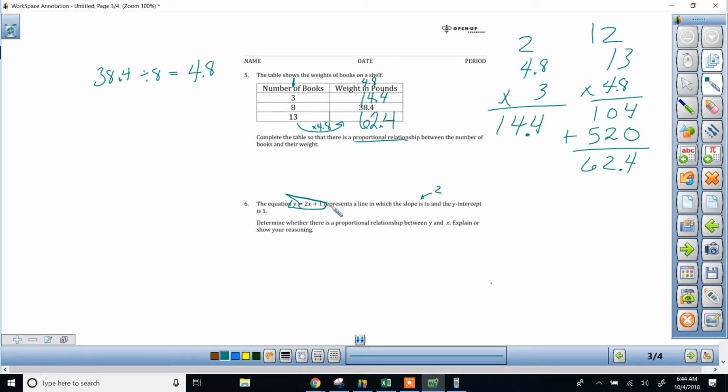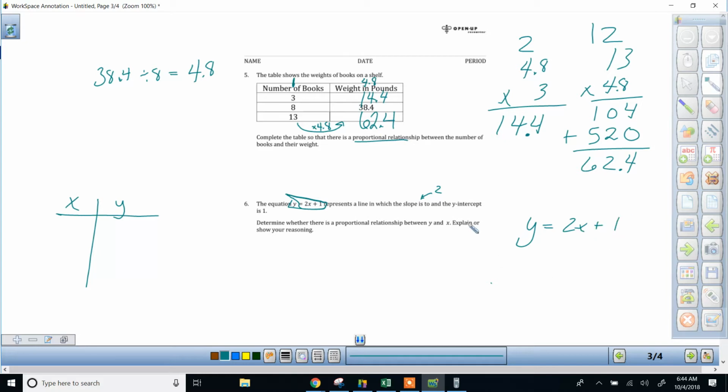So if you want to know if an equation is proportional or not, you can check it out real quick. Make a little x, y table here. So you've got the equation y equals 2x plus 1. You can pick a couple of ordered pairs. Pick some random x's, like say 2. If x is replaced and substituted with the number 2, what does y equal? Well, 2 times 2 is 4, plus 1 equals 5. So whenever x is 2, y is 5.